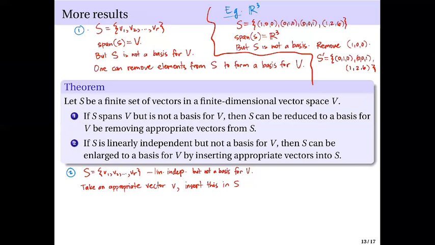Okay, so show S union V, because you need to insert it. Show that the set V1, V2 until Vr, comma V is still linearly independent. Check if this is still true.